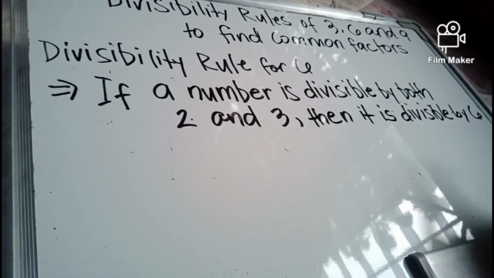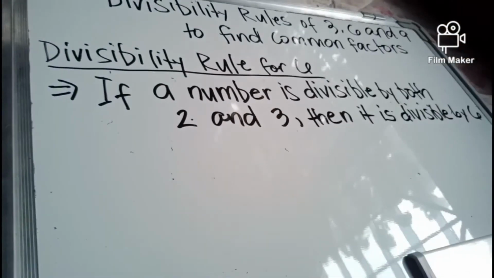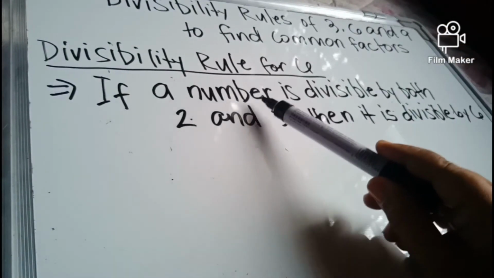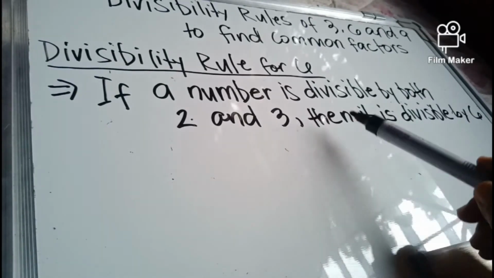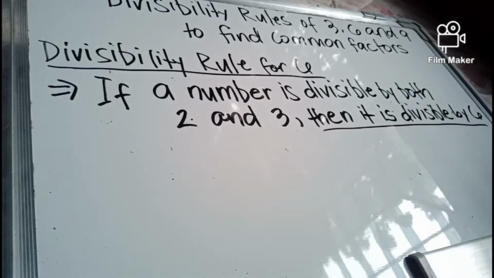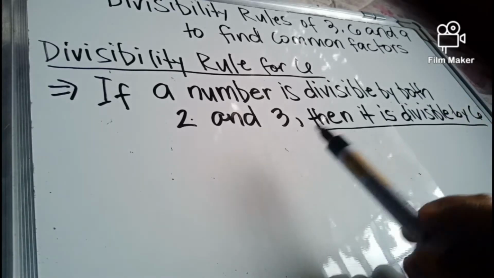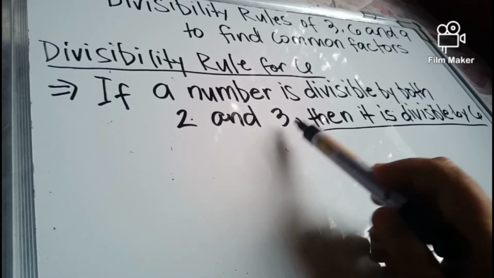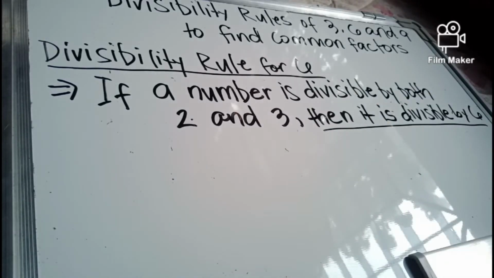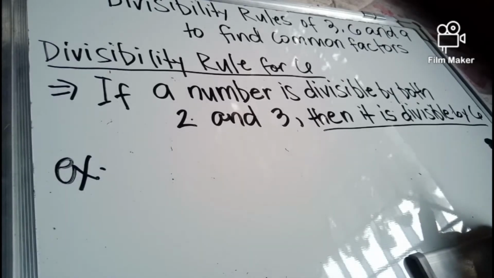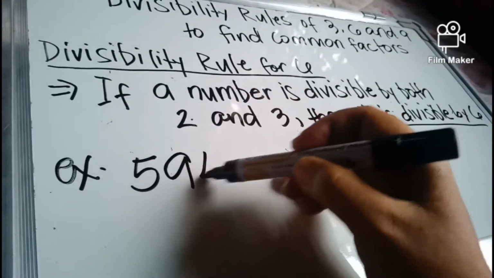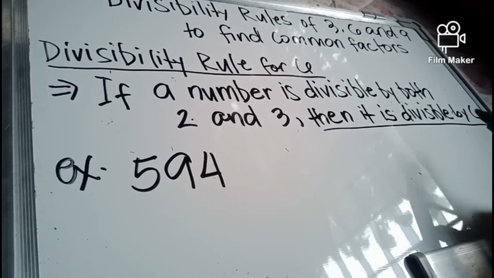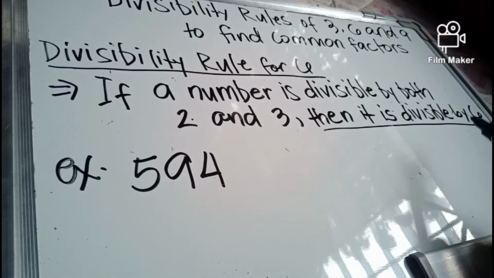Next is divisibility rule for 6. So, ito yung rules. If a number is divisible by both 2 and 3, then it is divisible by 6. Ano bang ibig sabihin nun? Na kung ang number daw ay parehong divisible ng 2 at 3, so it is divisible by 6. Example of a number divisible by 6 is 594.